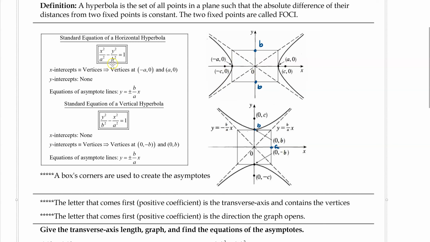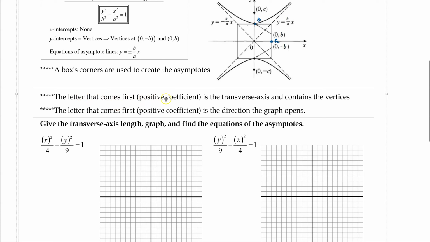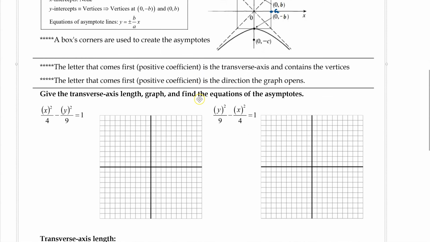But there's a difference now. If x goes first, you notice our graph opens in the x direction. It has x-axis symmetry. And if it has y first, then it opens in the y, and it has y-axis symmetry. And so that's the difference. So let's try one. Again, the first letter that comes first, the positive one, that's the direction we open.